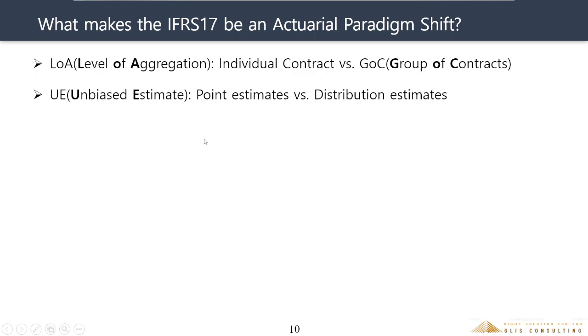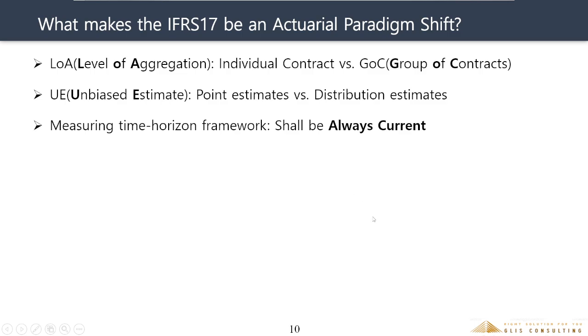And also it is an unbiased estimate. As I already mentioned, it is the most important feature of the future cash flow estimate. Traditionally, we have long just calculated the point estimate, for example, in life insurance, you have a face amount times a probability, and that's the future prediction. That's inevitable, we cannot do otherwise. But for IFRS 17, the standard suggests a distribution estimate.